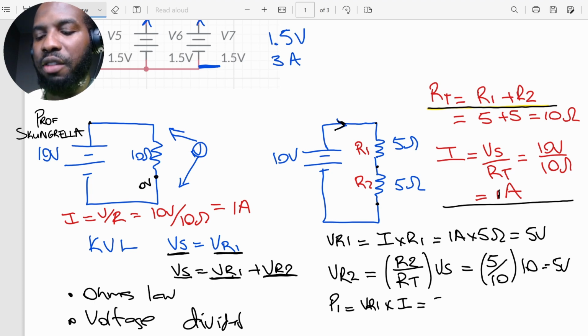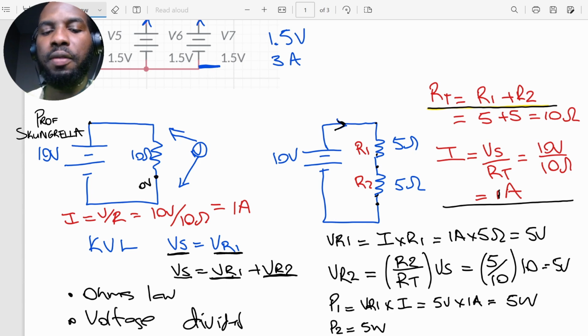So this way we have 5 volts times 1 ampere, which gives us 5 watts. So if this resistor is 5 watts, this one also is 5 watts. And so the total power dissipation of the circuit, the power the circuit converts, is going to be equal to 10 watts. So we can say that P2 is equal to 5 watts and the total power PT is going to be equal to 10 watts.